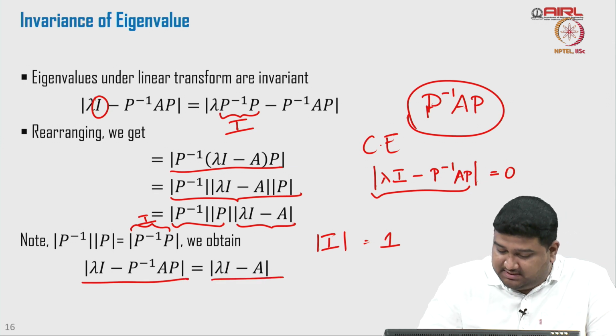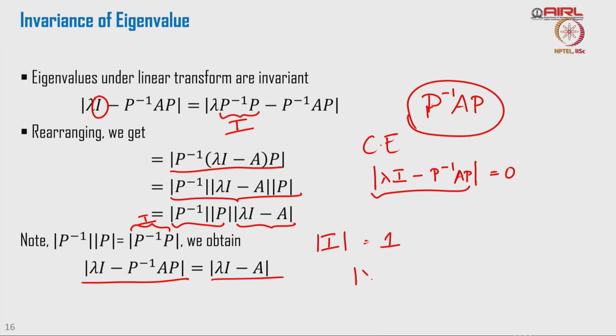So what this means is the determinant does not change, and not only that, the characteristic polynomial itself does not change, which means the eigenvalues are the same, they do not change.